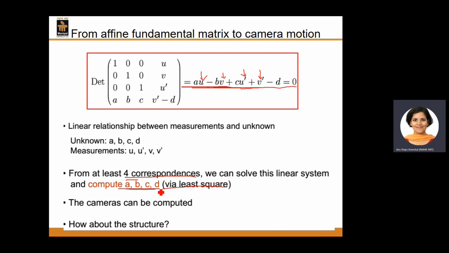And once you know the values of A, B, C, D, I can find out the camera matrix M dash. The camera matrix M is already known to us, because initially itself it did not have any unknowns. Only M dash had unknowns, which were composed of A, B, C, D. So that means now we know the camera matrices M and M dash. Therefore, the affine cameras can be computed, right? Now, next, what we need to know is how about the structure. That is how we can compute P, right? We have computed M and M dash. Next, we need to compute capital P, or estimate the reconstructed point P, right?